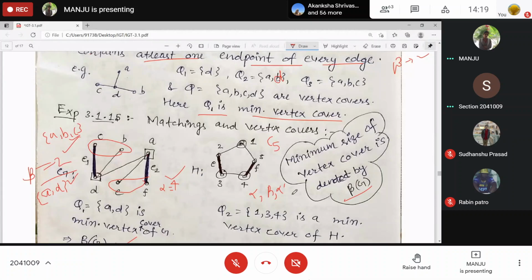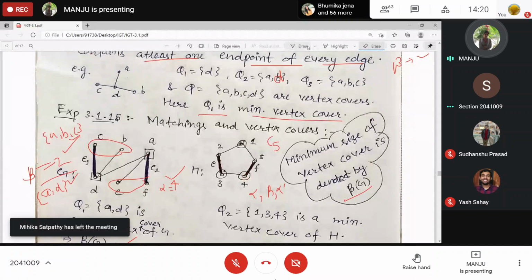Maximum number of independent vertices. How many exist? 2. You can take this one. These two you cannot take. You can take this one. And if you don't want to take this one, you can take this one. So maximum is 2 only, right? That is your alpha. Alpha is 2.